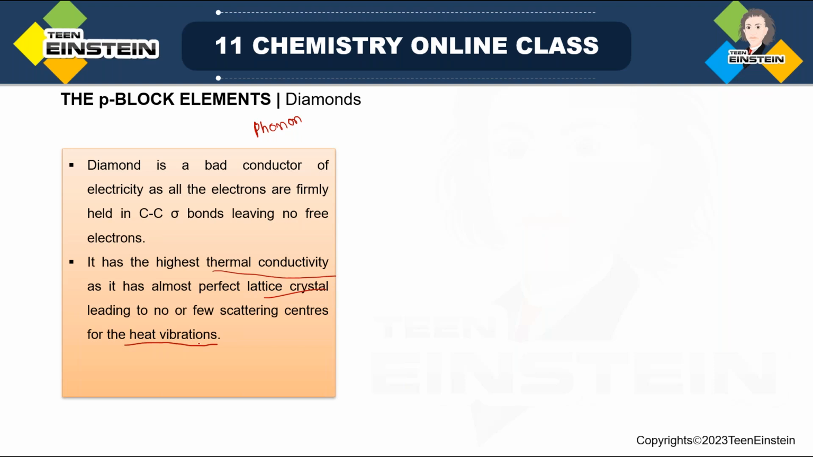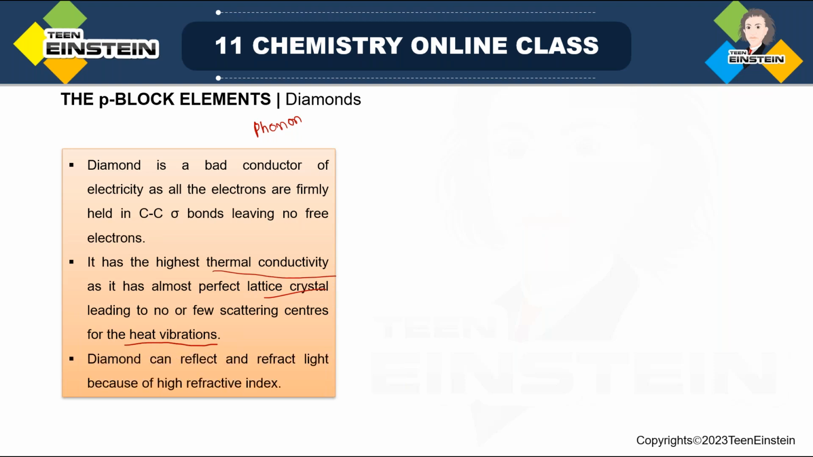So that is why it is helpful for heat vibration. As there are few scattering centers or a complete absence of scattering centers, heat vibration is possible, so thermal conductivity is possible. So remember, diamond is a very poor electrical conductor, but its thermal conductivity is very, very good. It is so good that sometimes it overcomes the thermal conductivity of metals, because we know for metals it is very good, but for diamond, though it is not a metal, its thermal conductivity is sometimes even greater than metals.